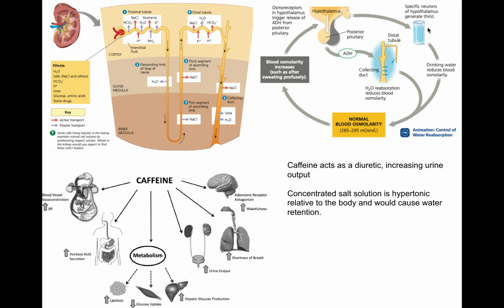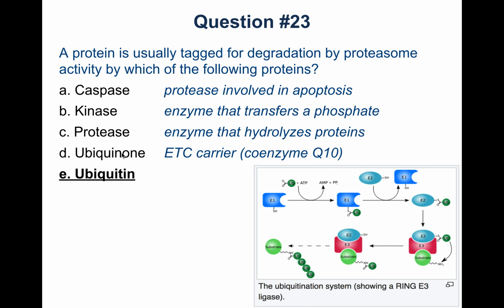Kinases, these are enzymes that transfer a phosphate group. So kinases will add a phosphate group to a protein, either to activate it or inactivate it. Protease, this is an enzyme that will hydrolyze proteins. It will clip the proteins up and break those covalent bonds between amino acids. Ubiquinone, all right, so this is actually part of the electron transport chain. Another name is coenzyme Q10. And this is an electron carrier, part of the electron transport chain.